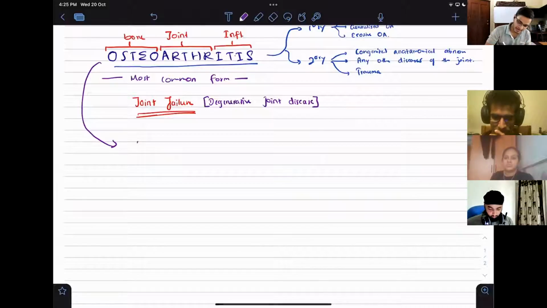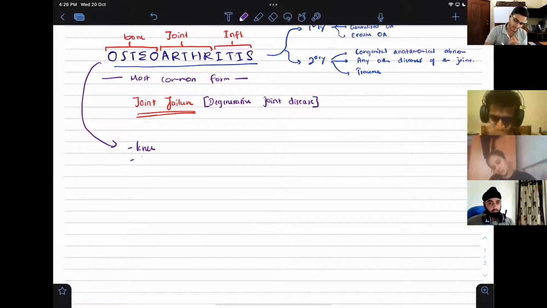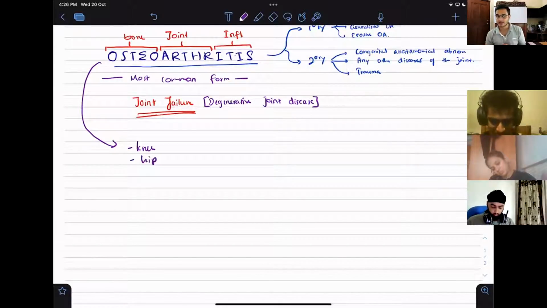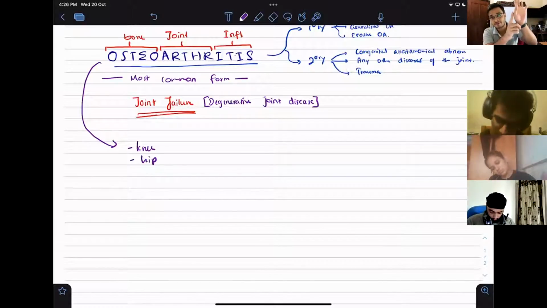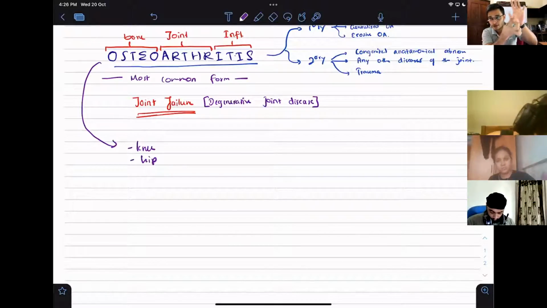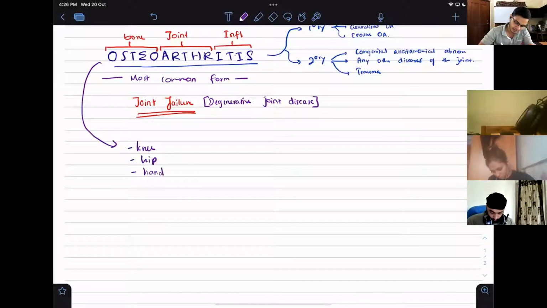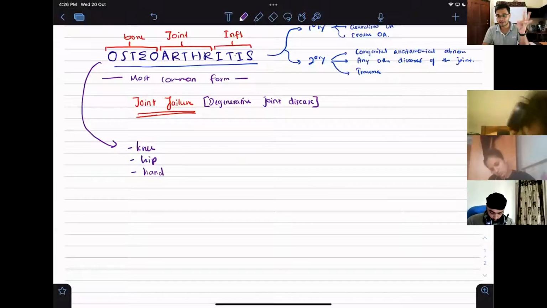So what is happening? Knee, right? Knee osteoarthritis, very common. Hip, same thing. Hip osteoarthritis. Knee, hip, and then our hands, especially our first carpometacarpal joint, this joint here. This is another place in our hand for osteoarthritis, and that is also due to our opposition ability.